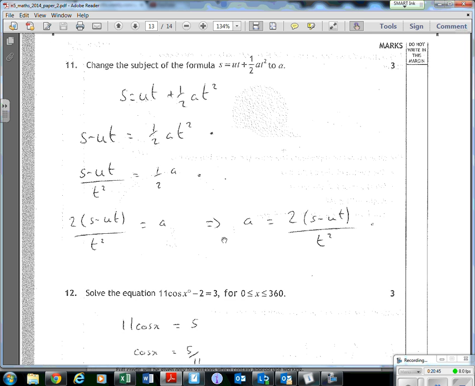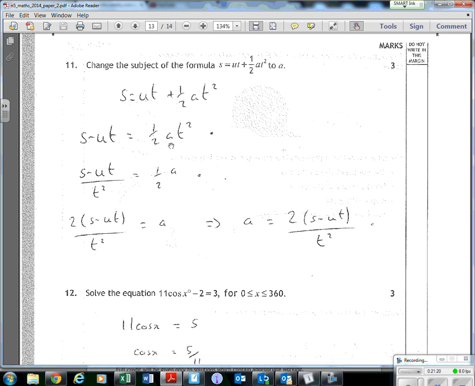Question 11, change the subject of the formula to A. So essentially, we need to rearrange it to get A on its own. I'm going to subtract the ut from both sides to get the half at squared on its own. Because before I start to divide by a half or times by 2 or divide by the t squared, I need to do any adding or subtracting. Kind of doing the reverse of BODMAS, if you like. So subtract ut from both sides, and we'll end up with the half at squared on the right hand side.